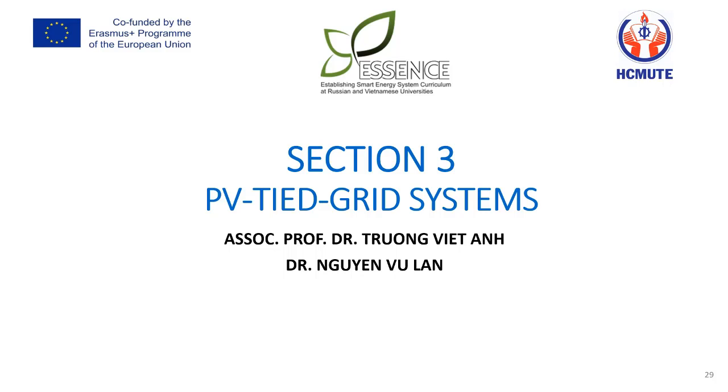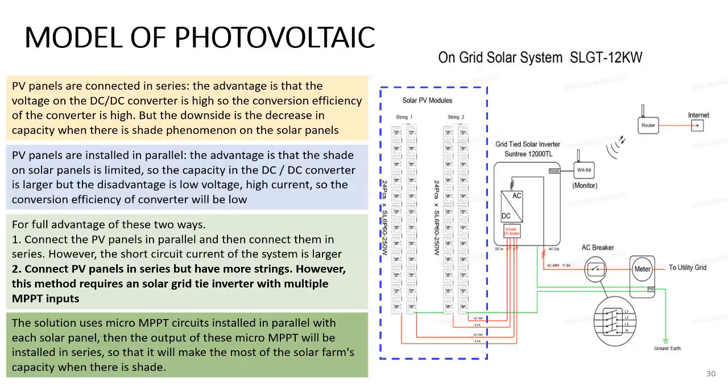Now we enter section 3 of today's lesson, in which we do further discussion on PV grid-tied systems. In PV grid-tied systems, there are two connection methods, which are serial and parallel structure. Each of the two methods shows advantages and disadvantages.